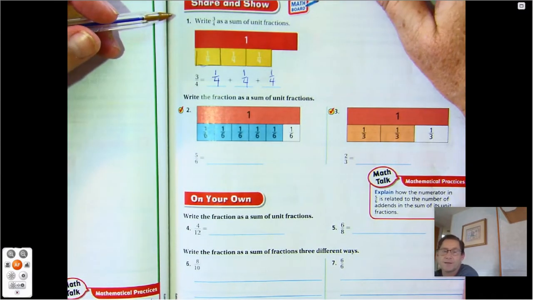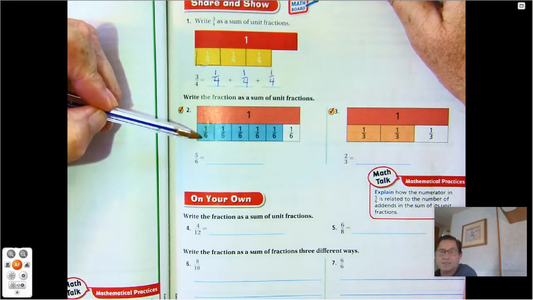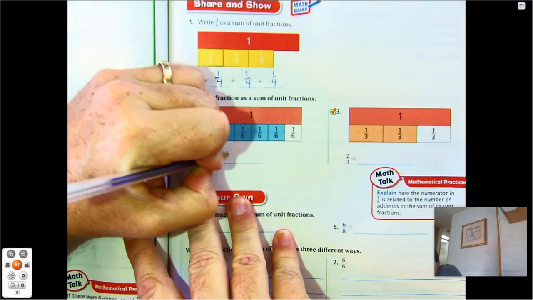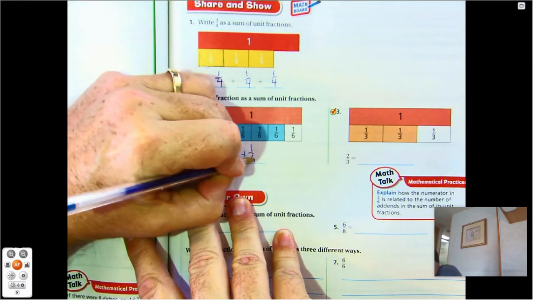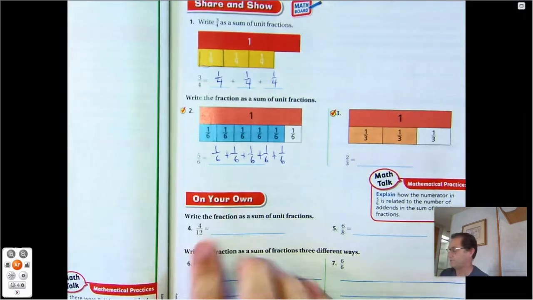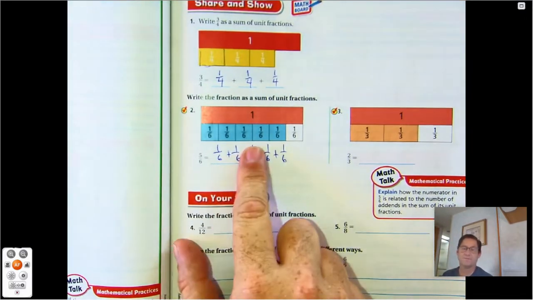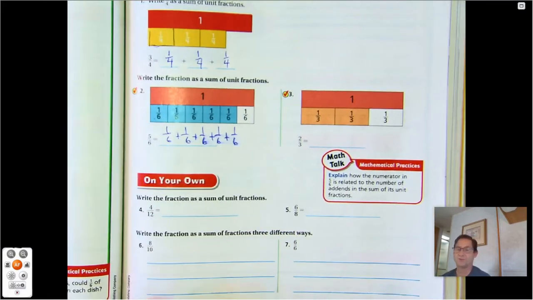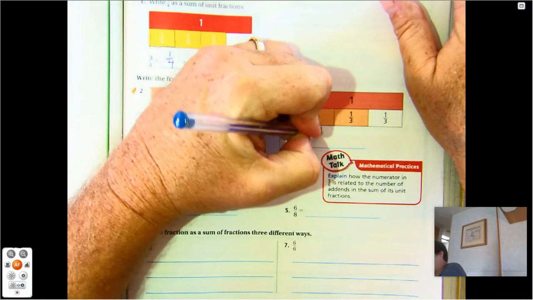This one, the unit fraction is 1/6. Okay, well, 1/6 + 1/6 + 1/6 + 1/6 + 1/6, that's 5 ones added together, which gives me 5/6. All right, number 3, 2/3. Well, I have 2/3. I have 2 1/3.